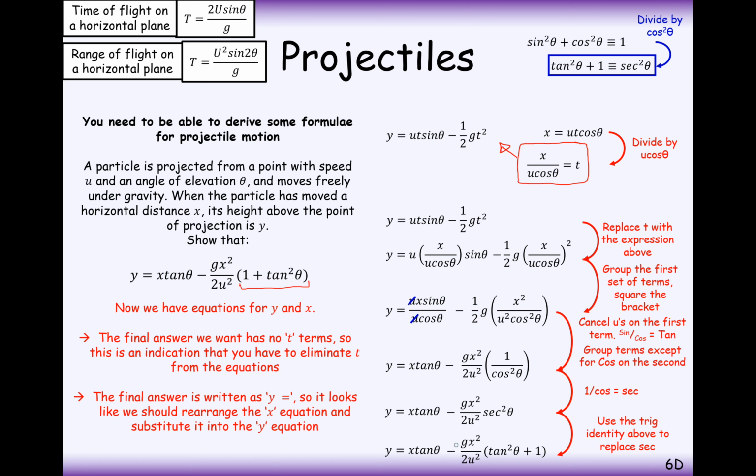Lovely. So a really challenging question here. It involved working both horizontally and vertically, rearranging for the time, and then substituting the time into the equation that we worked out for y, and that's how it came out. Lovely. So a difficult question there, but still exactly the same methods as we've been doing in 6C.